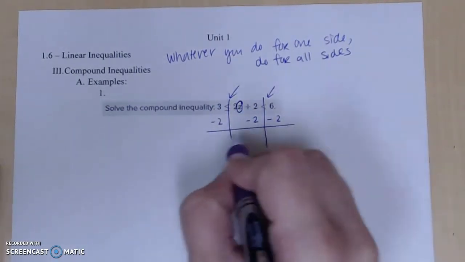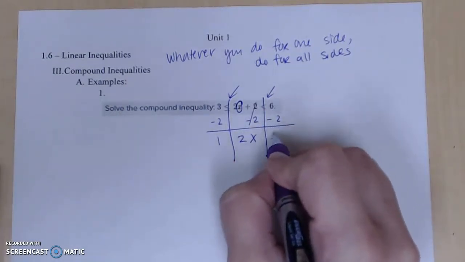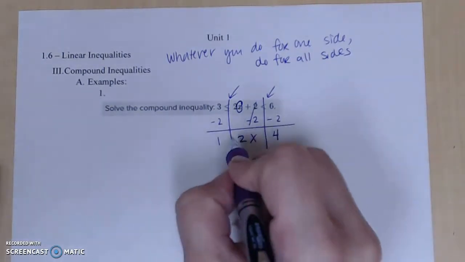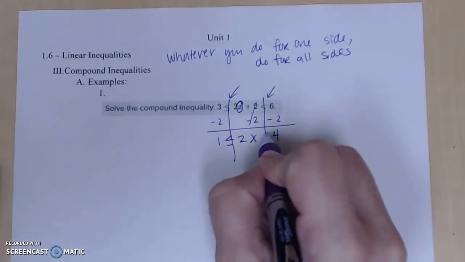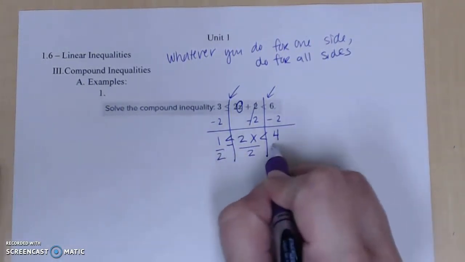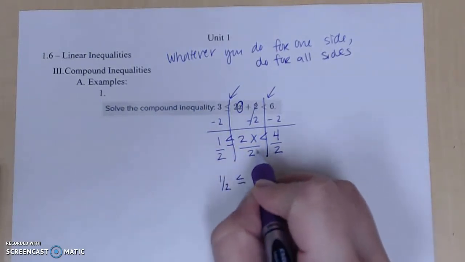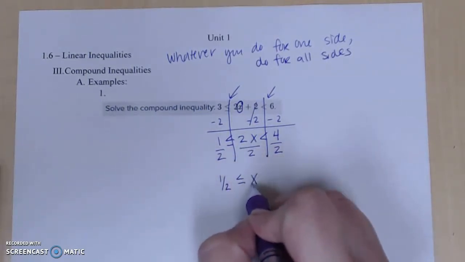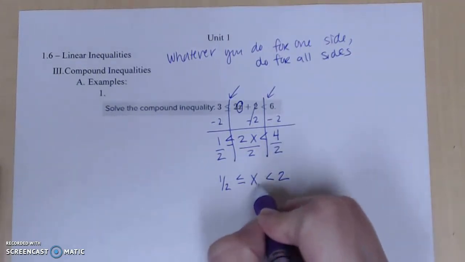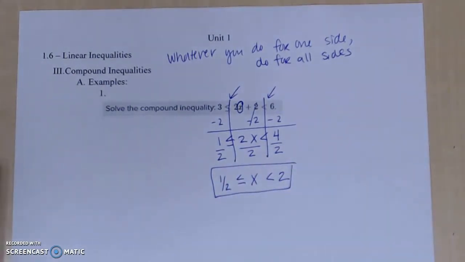3 minus 2 gives me 1. A 2x is left in the middle. 6 minus 2 is 4. I just subtracted. I did not divide or multiply by a negative, so I'm going to keep the symbols the way they are. Next, to get x by itself, I'm going to divide everything by 2. So this gives me 1/2 less than or equal to 2x divided by 2, and x just gives me x. 4 divided by 2 gives me 2. And I got x by itself, and here would be my inequality to represent those answers.